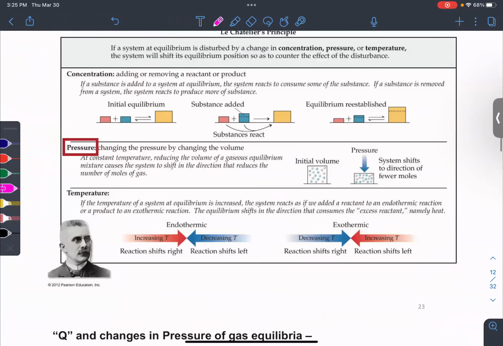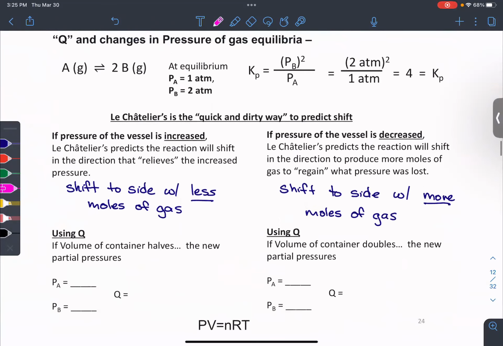Okay, so let's look at pressures, okay? Let's look at pressures. So pressures, this is specific for reactions that have gases in their chemical equilibria. So the quick and dirty way to do it is, and I have that right here, if the pressure of your vessel is increased, all right, so you're squeezing on your system.